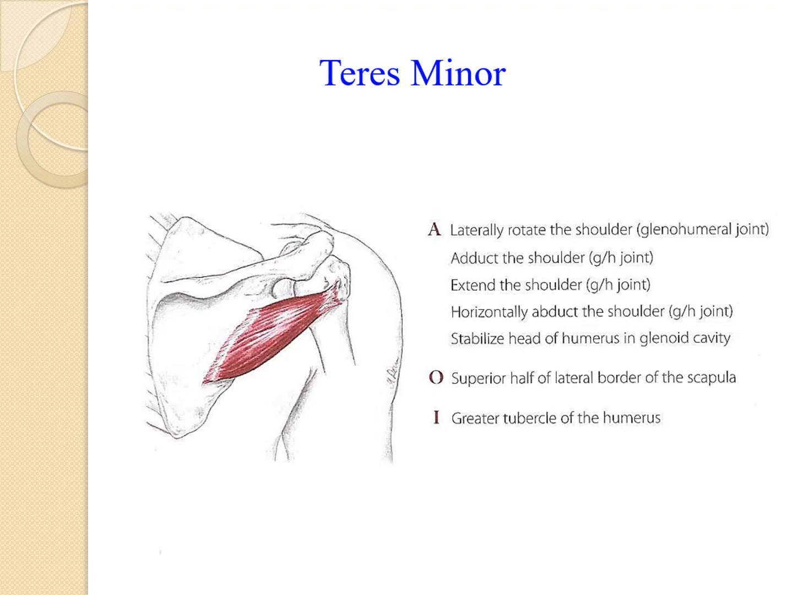The major action of the teres minor is to adduct and laterally or externally rotate the humerus at the glenohumeral joint. It originates on the upper lateral border of the scapula and inserts on the humerus on the back side of the greater tubercle.